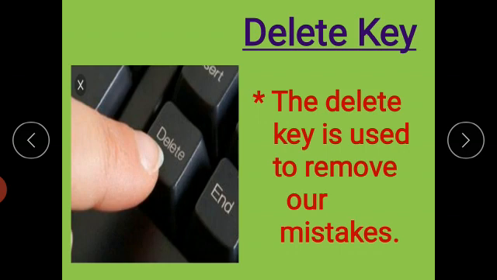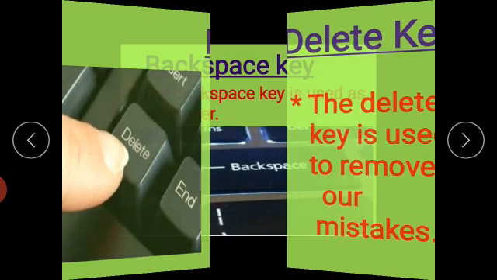You keep the cursor in place of O. After that you press the delete key. O is removed. Then you type E over there and your mistake is corrected. Okay, children. So in this way you can see that the delete key works like an eraser. Are you getting, children? Now next key.